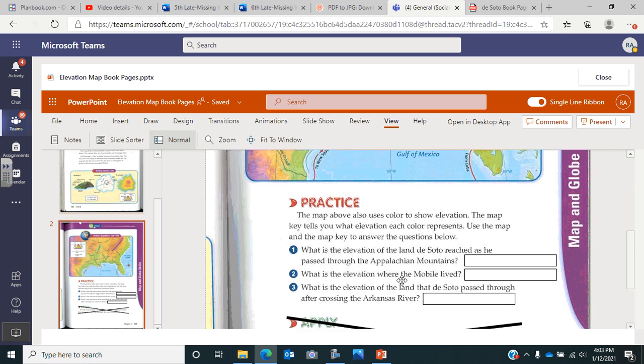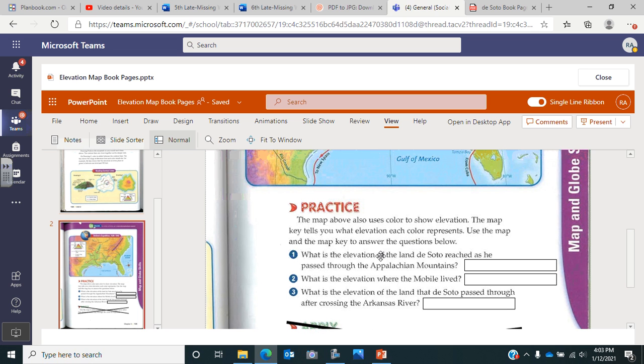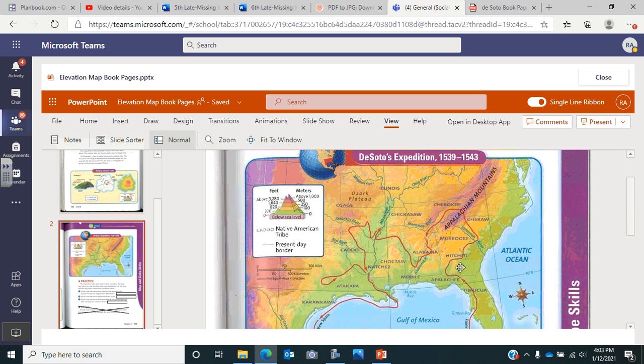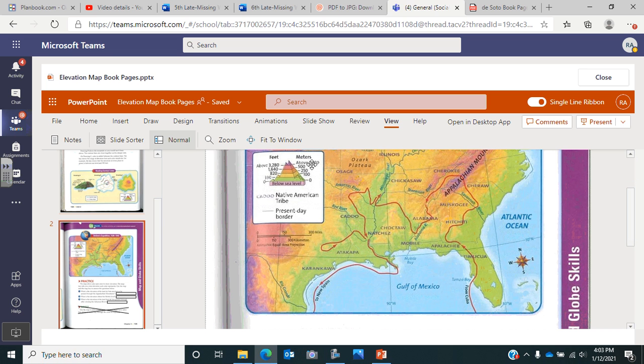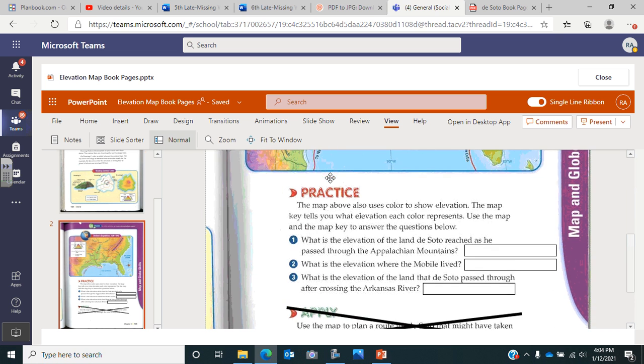So the first question asks us, what is the elevation of the land De Soto reached as he passed through the Appalachian Mountains? So we're going to find the Appalachian Mountains, and we're going to look right here. And we're going to look at what color. So it's kind of that purpley color. So we're going to use our map key, and we look here, and we can see that the purpley color means it's the kind of purpley and kind of pink color. So we can see that means it's between 1,640 feet above sea level and 3,280 feet above sea level.